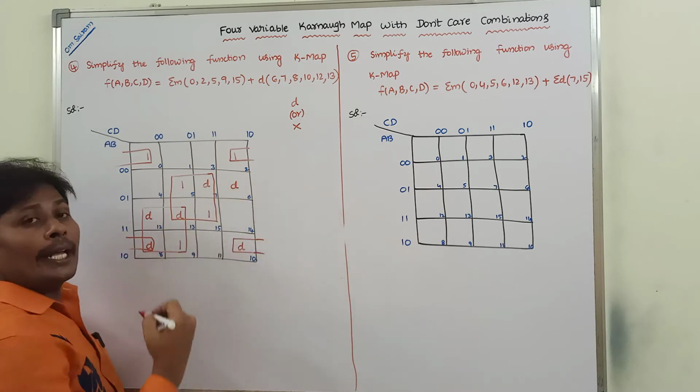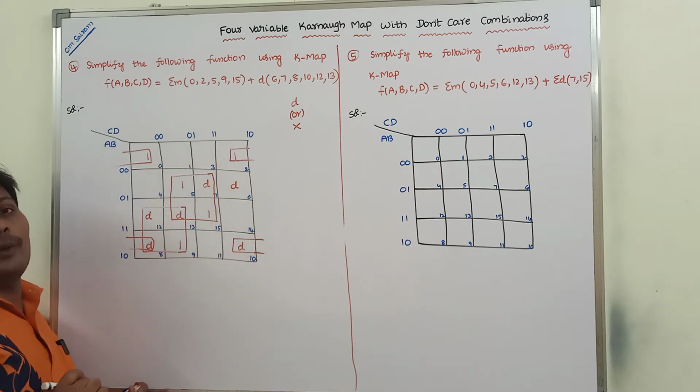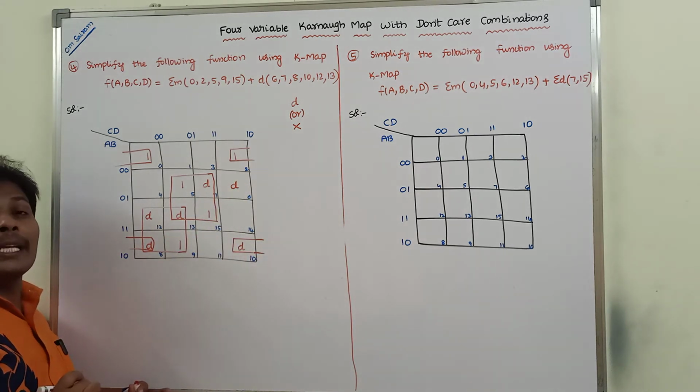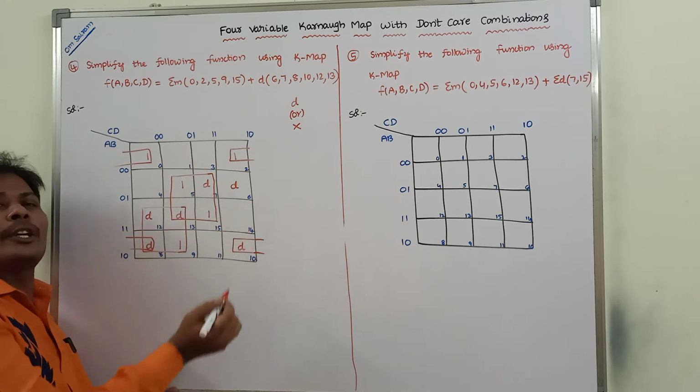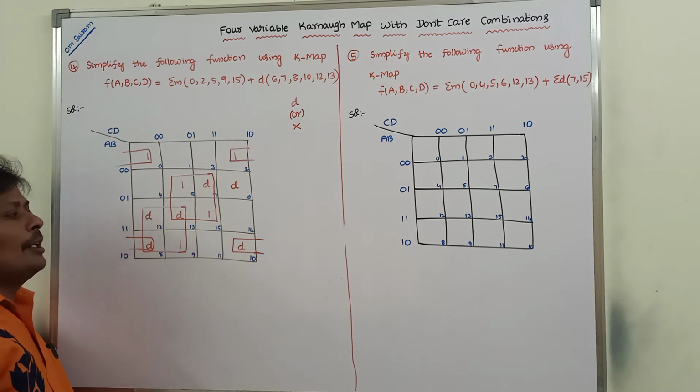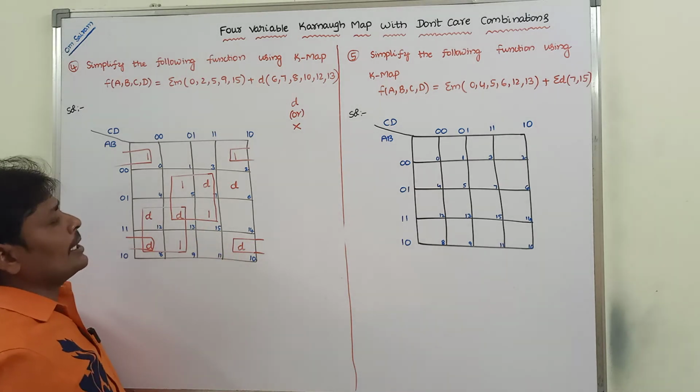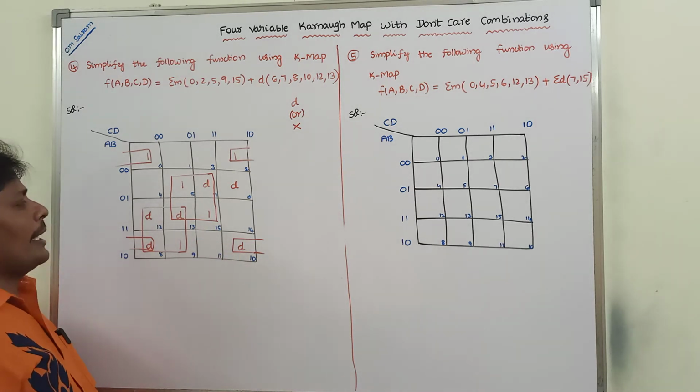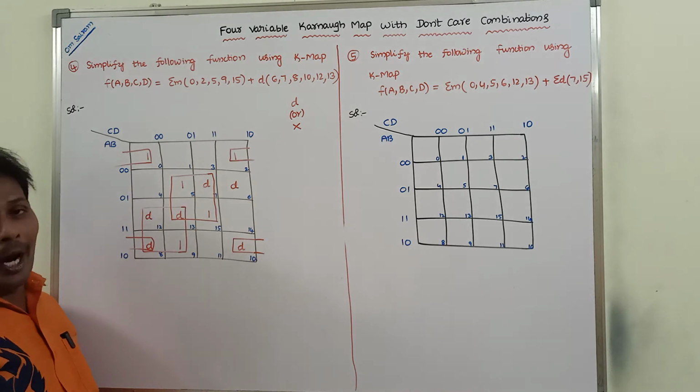Only 1 don't care is remaining. If only a don't care is remaining, it can be ignored simply. No problem at all. All ones are covered. Next, what is the minimal expression we are getting from the 3 quads?